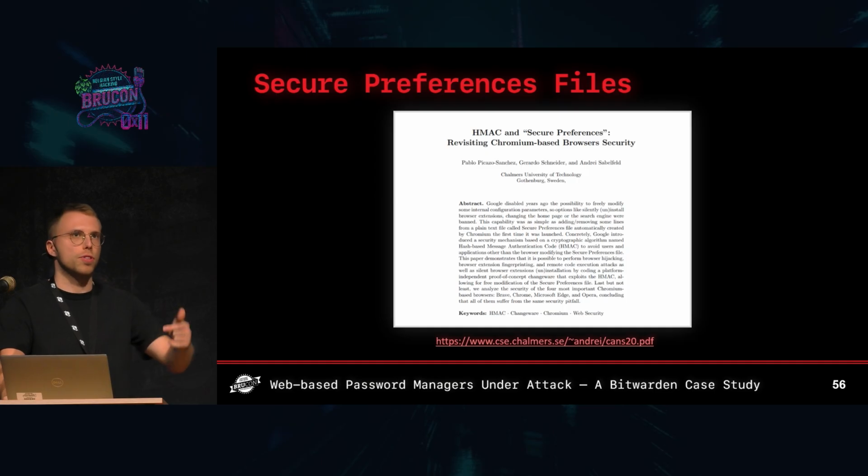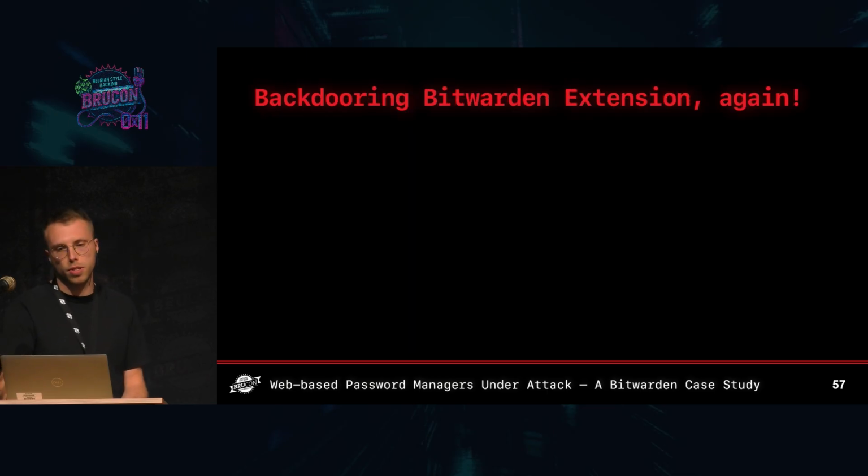So we can reproduce the integrity check and make sure that we are able to edit this secure preferences file, but still pass the integrity check. This was described extensively in a research article a few years back. So let's try to backdoor our extension again with that knowledge, by not just modifying the background.js, but going through the secure preferences file and so on.